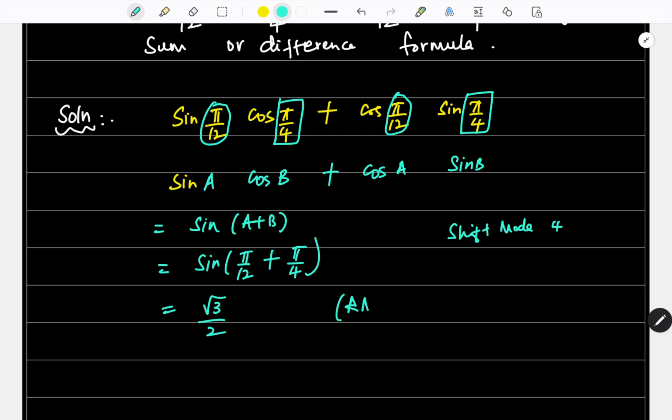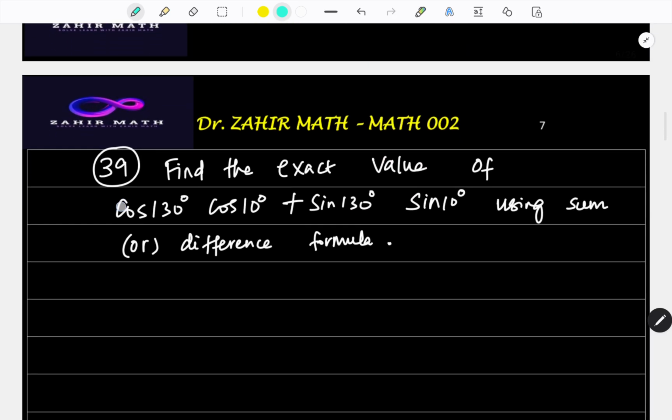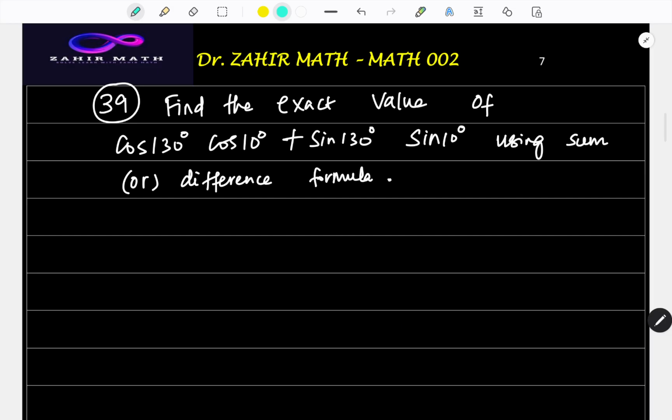Keep in your mind, whenever you are seeing pi in the question paper, you have to use radian mode in the calculator using the command shift mode 4. Let's go to the next question. Now it is degree. So change your calculator, shift mode, right? And then you are going to press number 3, right? So let's start the question, okay?